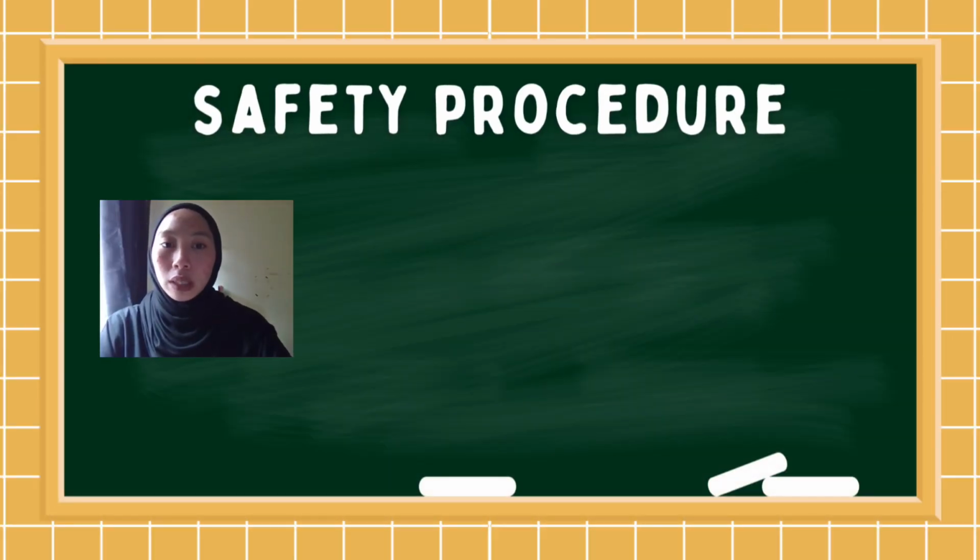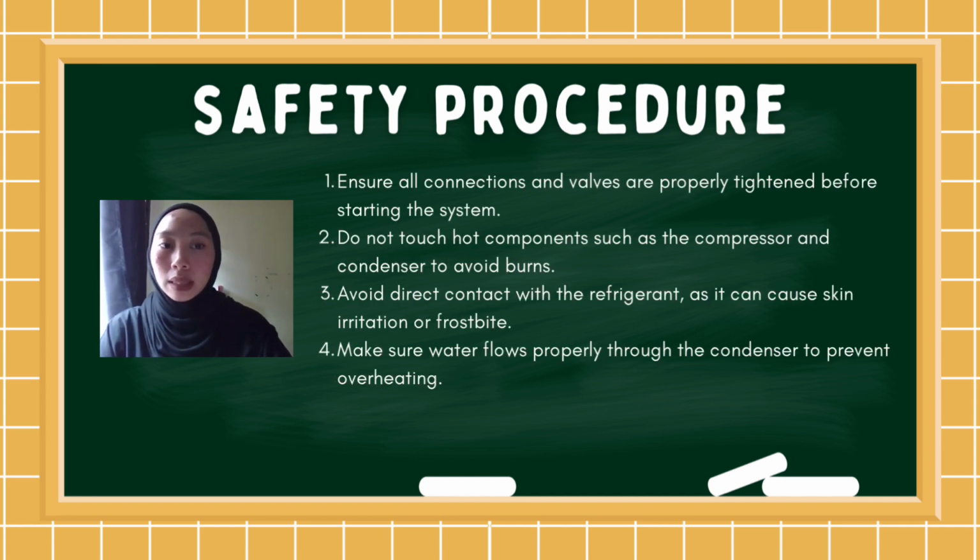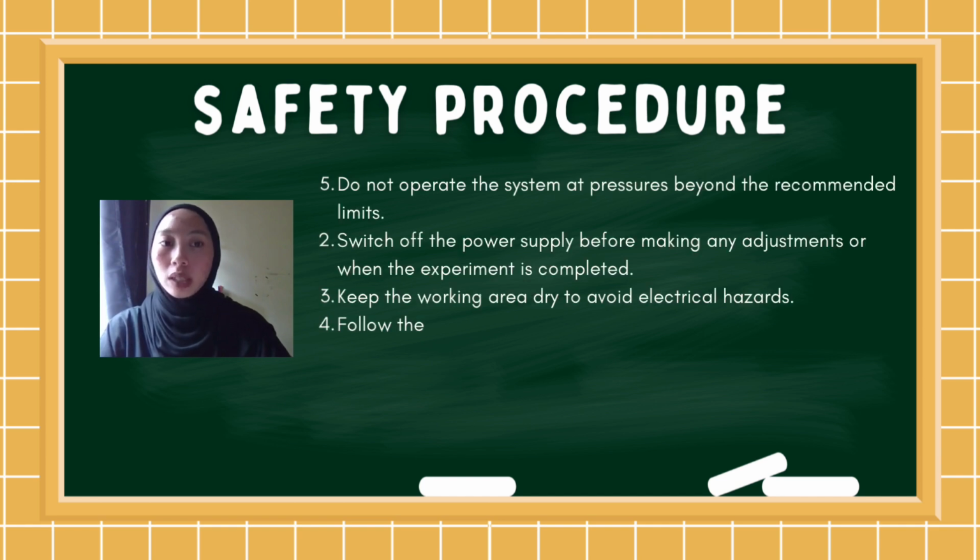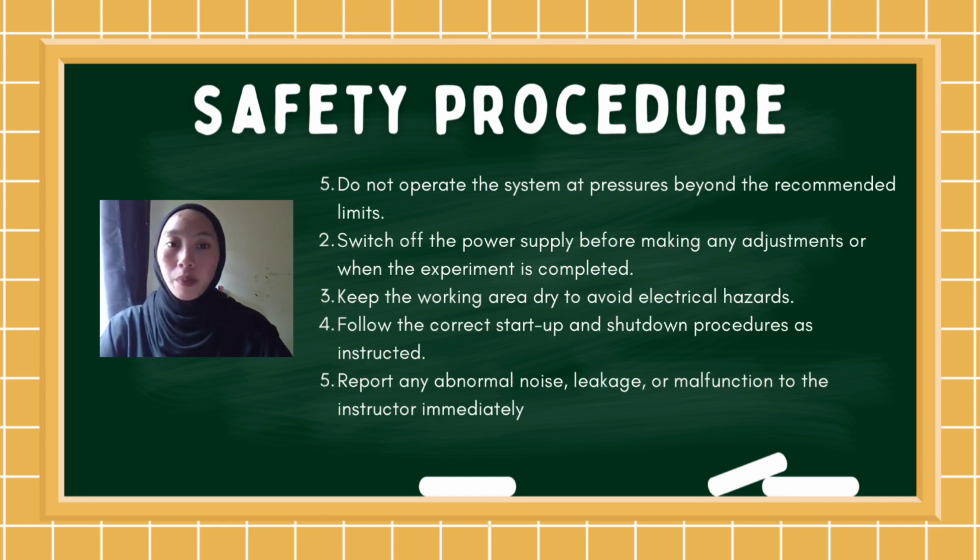So, for the safety procedure, one, we need to ensure all the connections and valves are properly tightened before starting the system. Second, do not touch hot components such as the compressor and condenser to avoid burns. Third, avoid direct contact with the refrigerant as it can cause skin irritation or frostbite. Fourth, make sure water flows properly through the condenser to prevent overheating. And fifth, do not operate the system at pressure beyond the recommended limits.